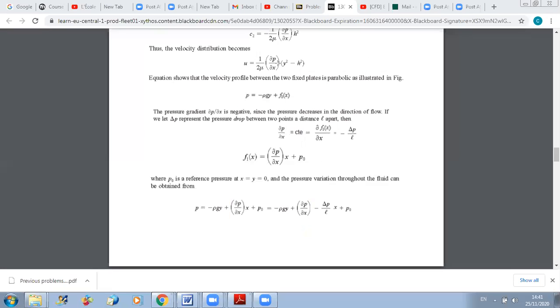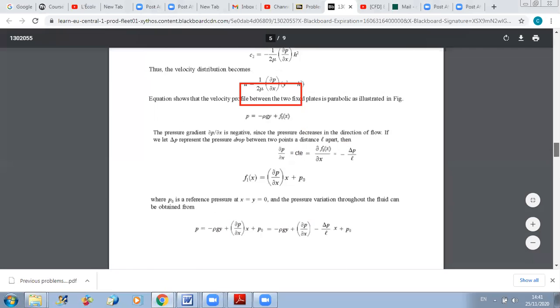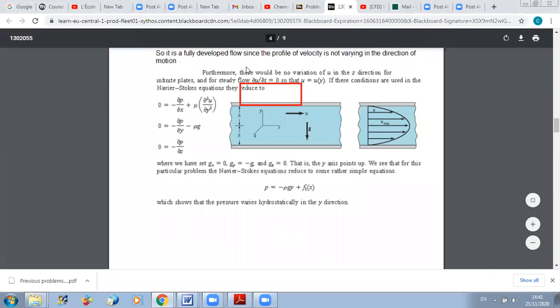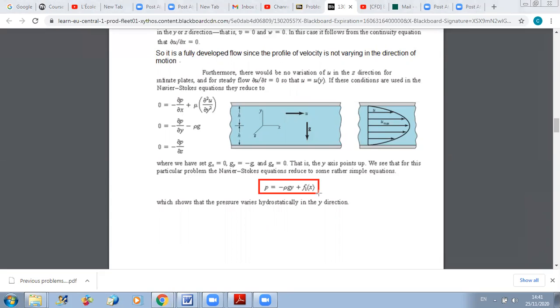Okay. First, you understand how we found this. Where did we get minus rho gy plus F of x from? From here. If you go back to your equations here, from the second equation of pressure, we got that del P by del Y is minus rho g. Okay? Then we integrated with respect to Y. What did we get? We got that P is minus rho gy plus F of x. Okay? So until now, this is what we know.